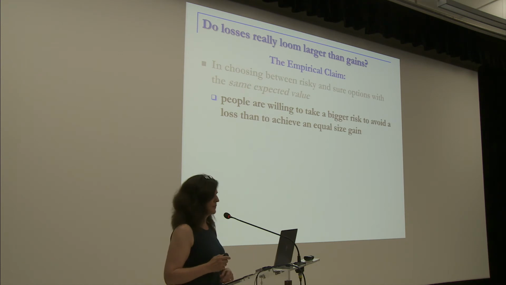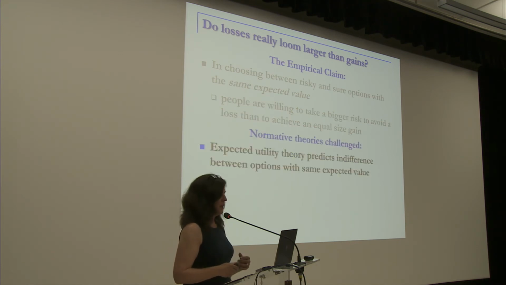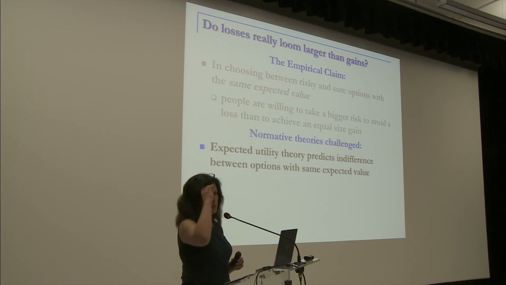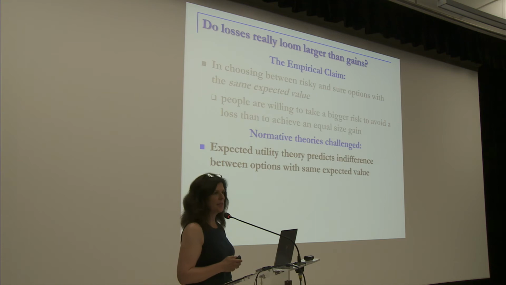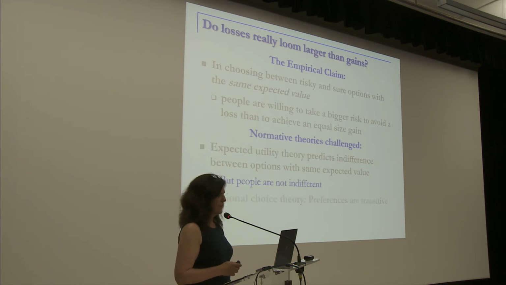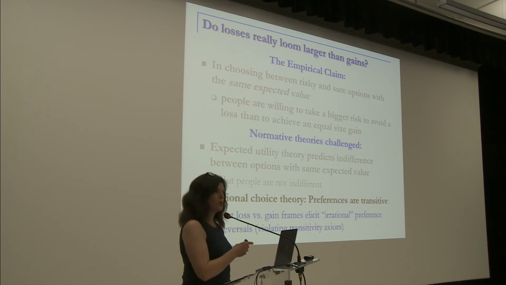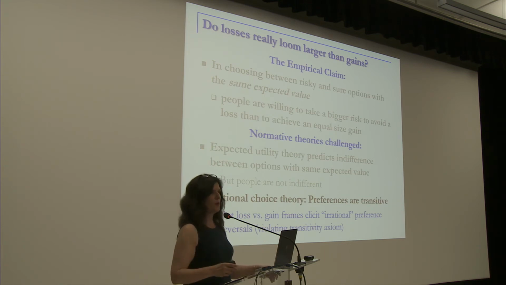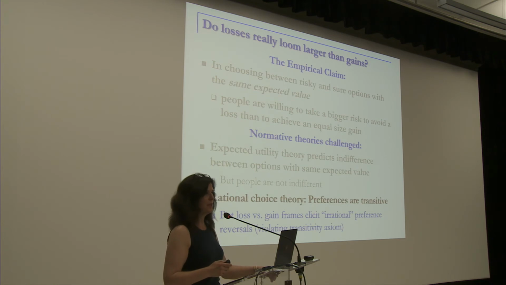The claim of prospect theory, based on experiments I'll show you, is that losses loom larger than gains. What do they mean by that? The empirical claim is that in choosing between a risky option and a sure option, both of which have the same expected value, people are willing to take a bigger risk to avoid a loss than to achieve an equal size gain. The normative theory it challenges is expected utility theory, which approximately predicts indifference between options with the same expected value, but people are not indifferent. And rational choice theory expects preferences to be transitive, but what I'll show you are loss and gain frames that elicit irrational preference reversals that violate the axiom of transitivity.